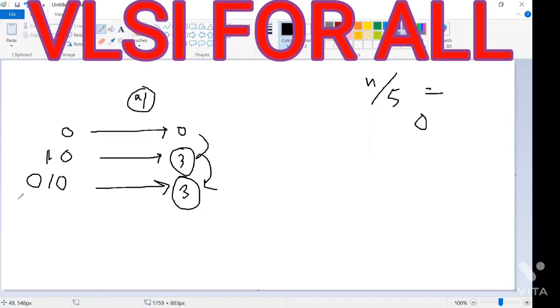And let's say when again the 1 comes, you divide this value by 5, and then you will get the remainder as 0, because now this is divisible by 5, and you will produce the output as 1.